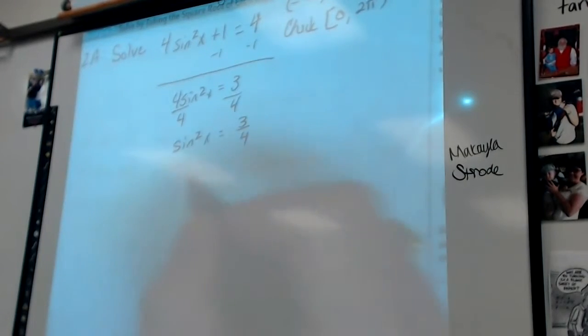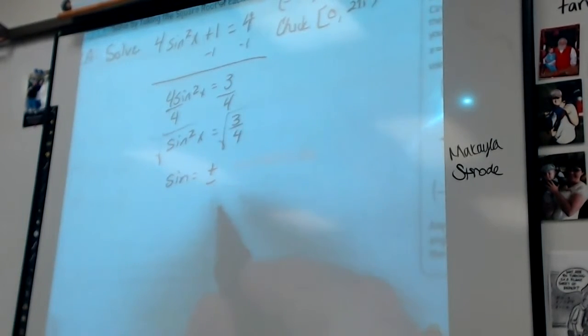Now how do I get sine x? Square root. You take the square root of 3, which is square root of 3, over the square root of 4, which is 2. So don't forget it's going to be plus or minus. When you use the square root property, it's plus or minus the square root of 3 over 2. So this time we're going to be looking for positive and negative square root of 3 over 2 for sine. So go to your unit circle. Go ahead and write x equals. We're going to check all the way around the circle for when the y value is square root of 3 over 2 or negative square root of 3 over 2.